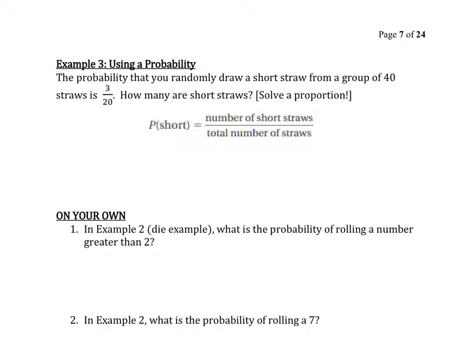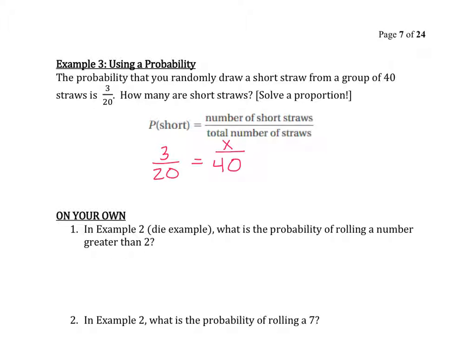So I gave you the hint here that we want to solve for proportion. We are told that the probability of getting a short straw would be 3/20. Now, if we have a total of 40 straws, the probability would have to stay in proportion to the number of straws that we are starting with. So that's where my x is going to go. So 3/20 equals x over 40.